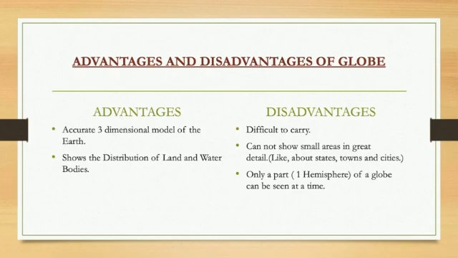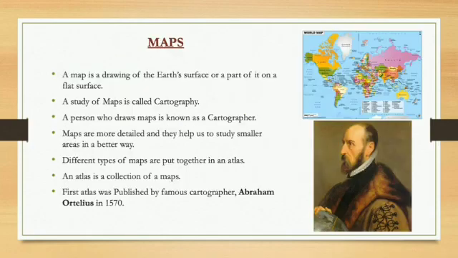Disadvantages are: it is difficult to carry, it cannot show small areas in great details like states, towns and cities. Only a part of a globe can be seen at a time. We can see one part at one time only.